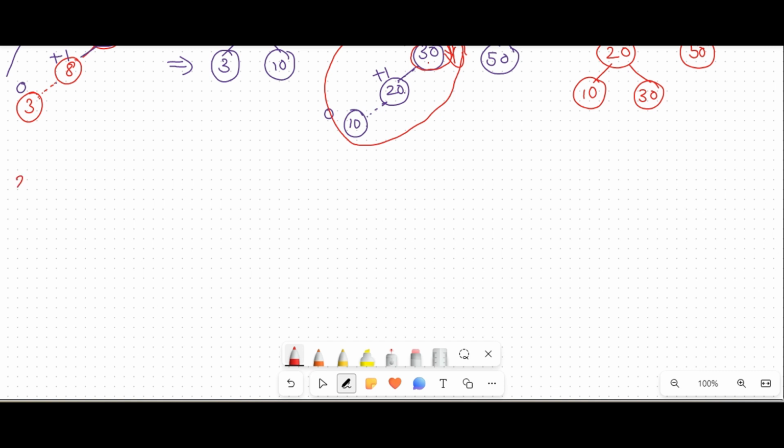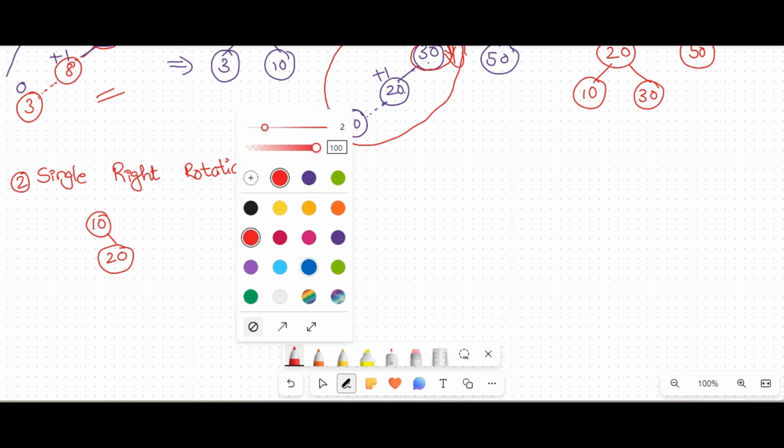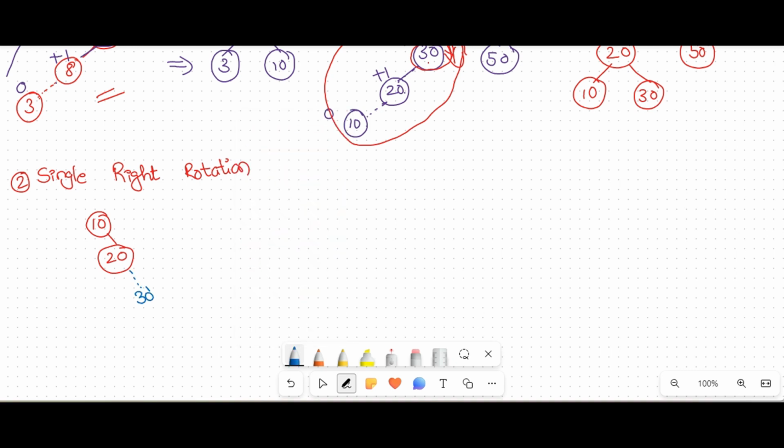Now coming to the next rotation, single right rotation. Students, just as we applied single left rotation, in the same manner we apply it for the right side. For example, the tree is like this, 10, 20. That means this is an AVL tree. Now I am performing an insertion operation. I have inserted 30.